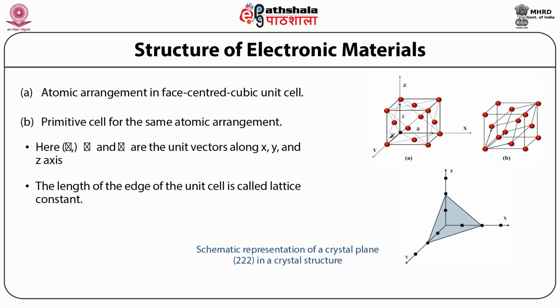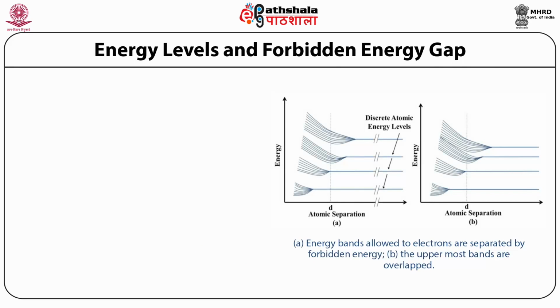Hence the plane can be expressed in Miller indices as the 2-2-2 plane. So students, till now we have discussed the structure of electronic materials. Here we will be discussing the origin of the energy levels and the forbidden energy gap.